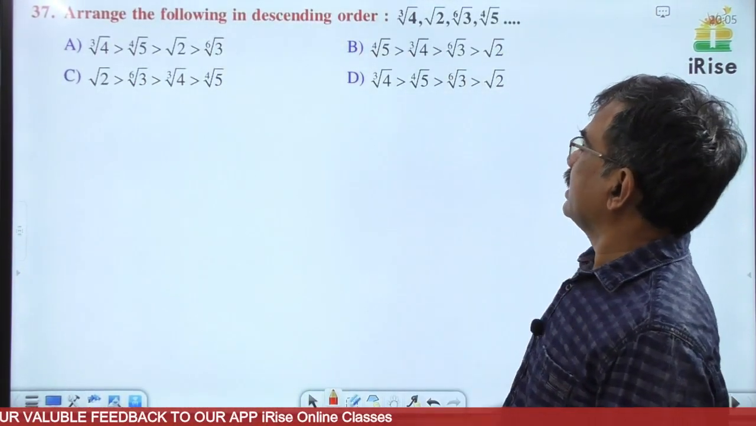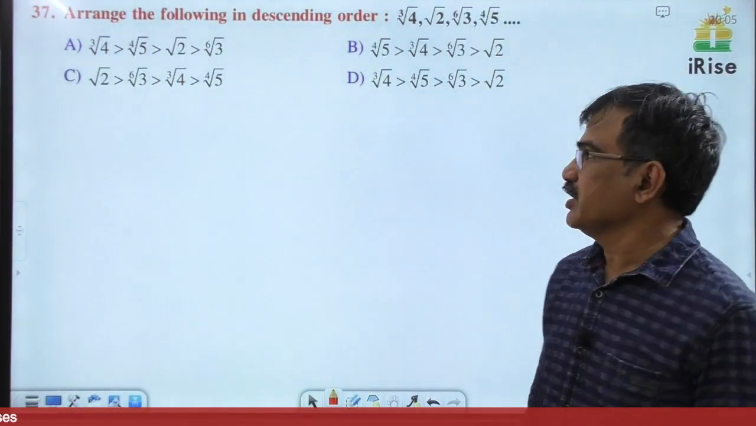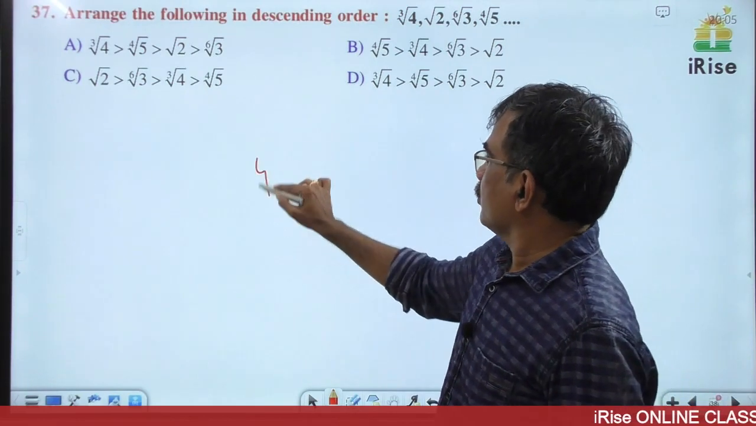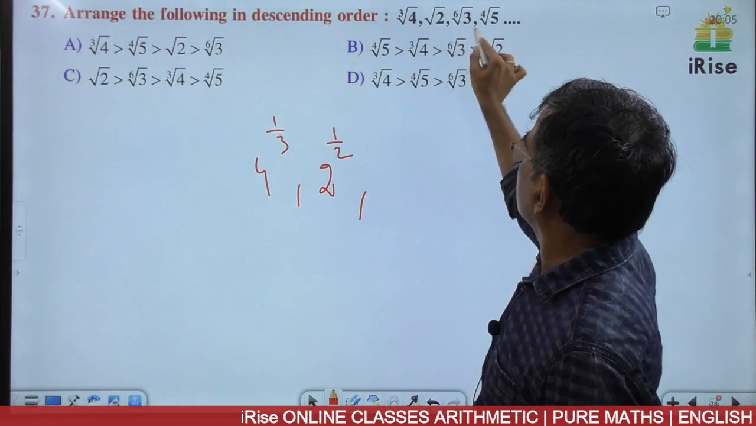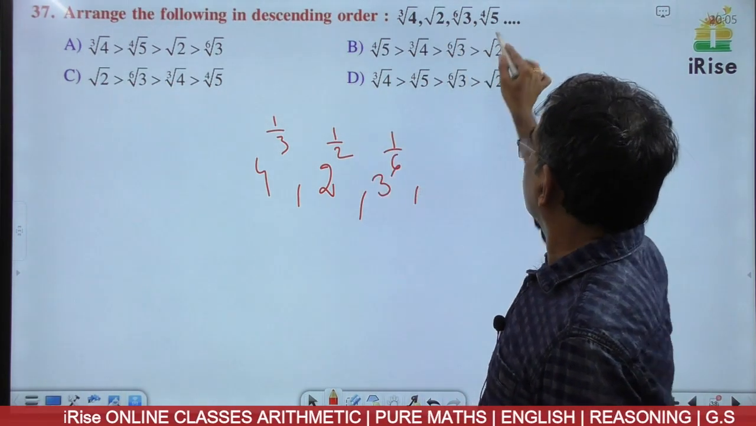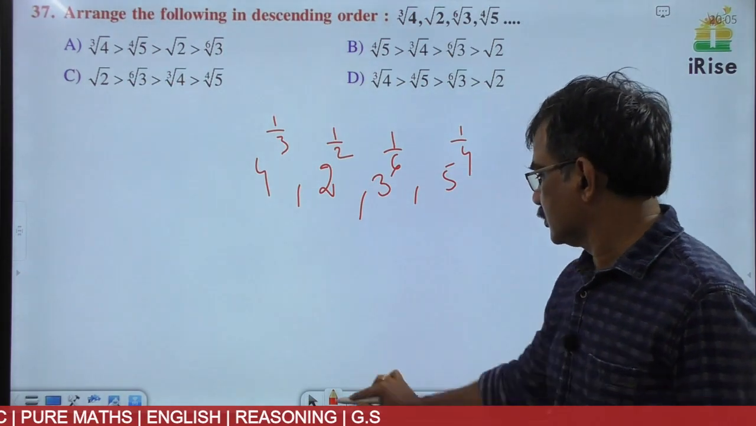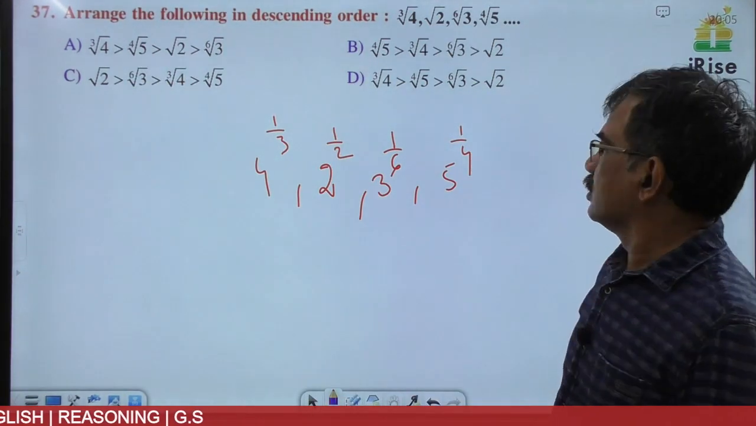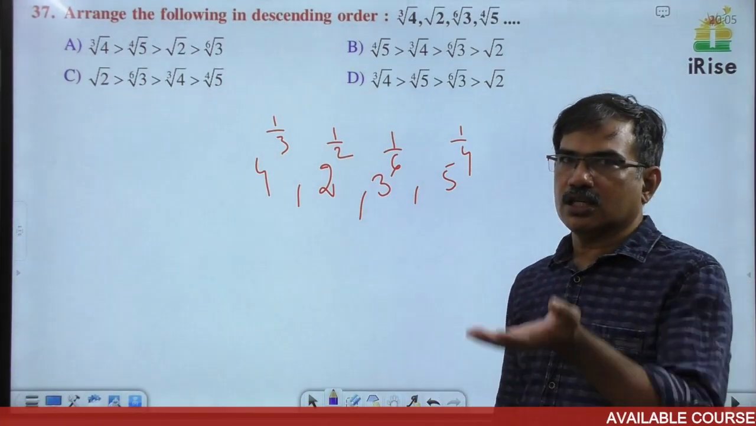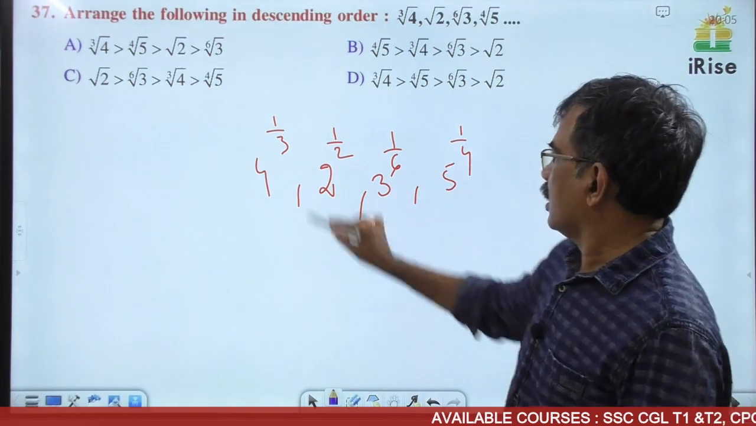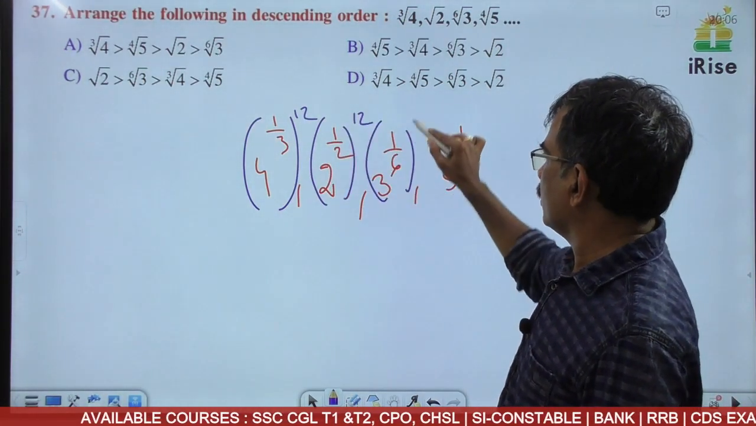Arrange the following in descending order. This is also a question based on the maximum and minimum. The first term is 4 power 1 by 3, the second term is 2 power 1 by 2, the third term is 3 power 1 by 6, the fourth term is 5 power 1 by 4. Okay? Here to get the maximum and minimum, I want to consider equal raised to the power. All are divisible by 12, so write it as whole power 12.